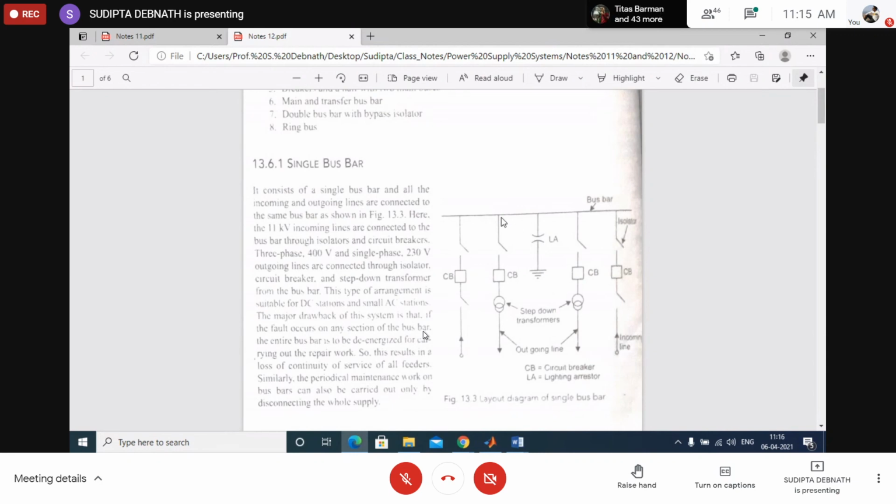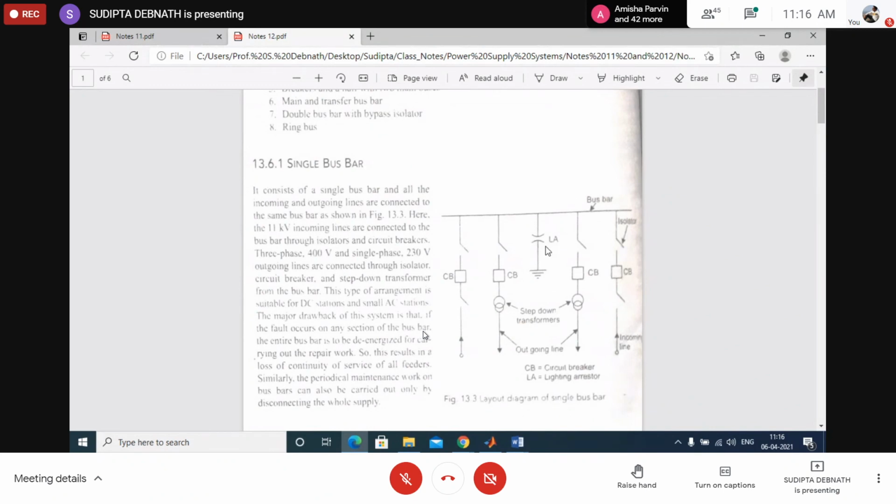So we are taking the power from here by these two outgoing lines, which are again connected to the transformers to step down the voltage, and these will be connected to the 400 volts lines. In this way, this is the simplest form, single bus bar. Only one bus bar is there, and of course the lightning arrestor will be there.